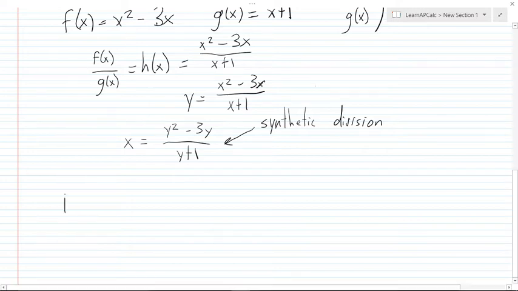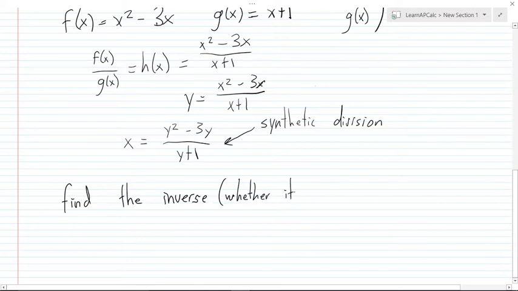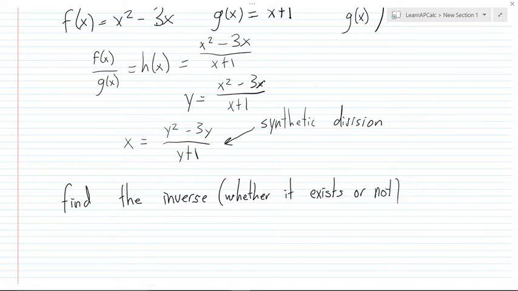So find the inverse, whether it exists or not, of the absolute value function, y equals absolute value of x.